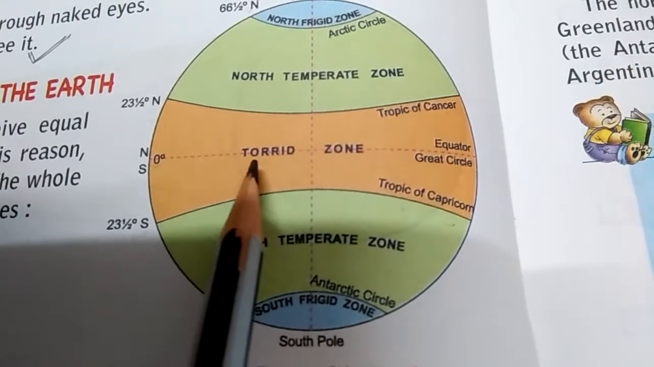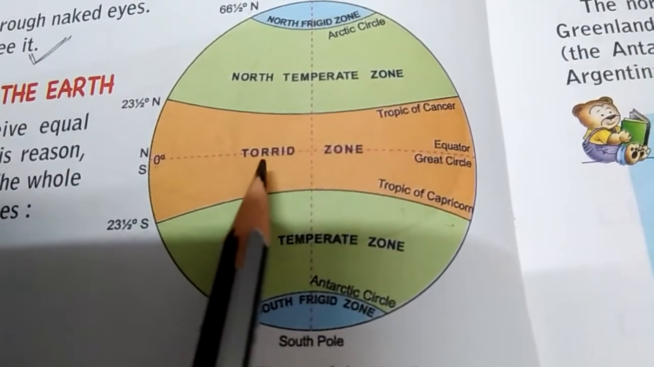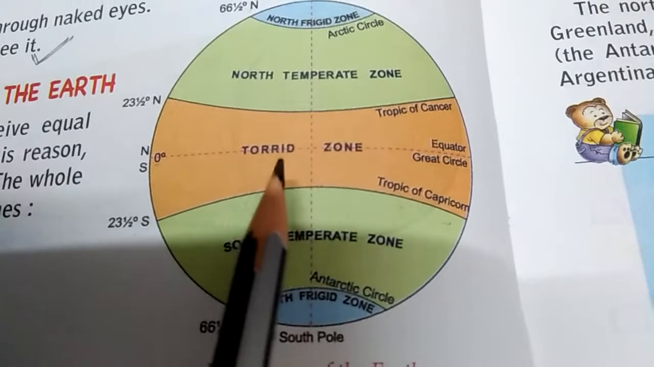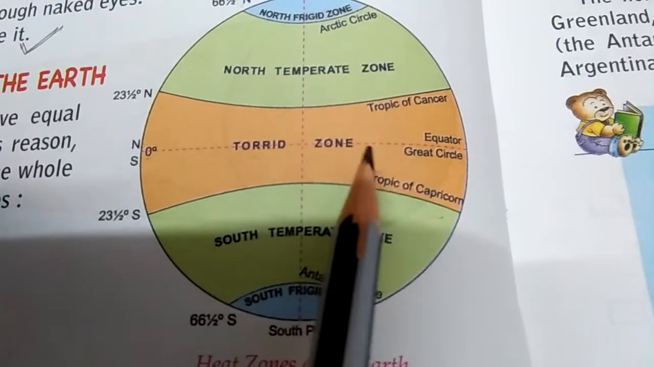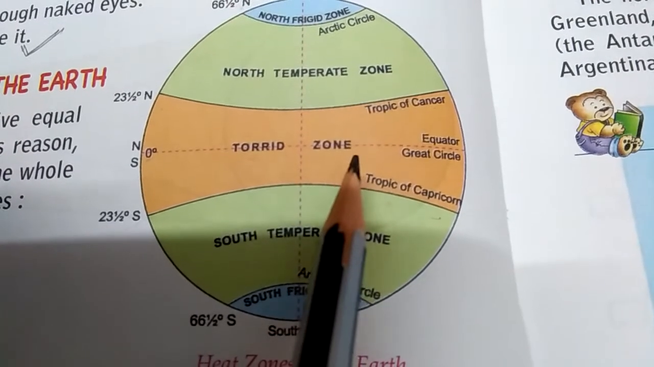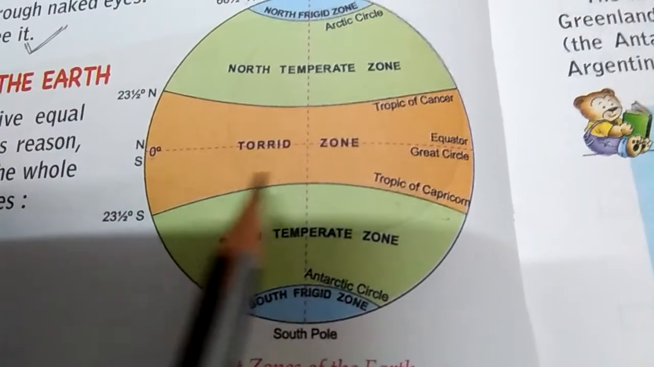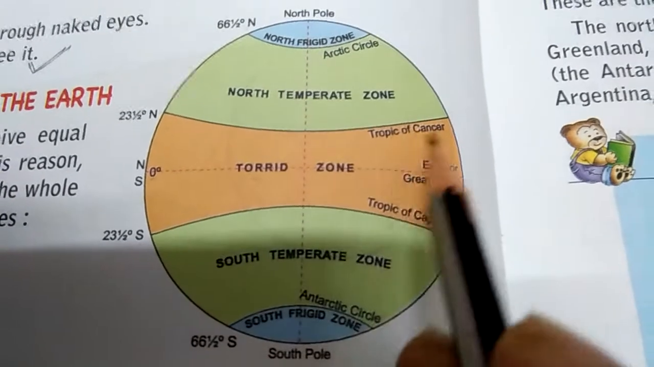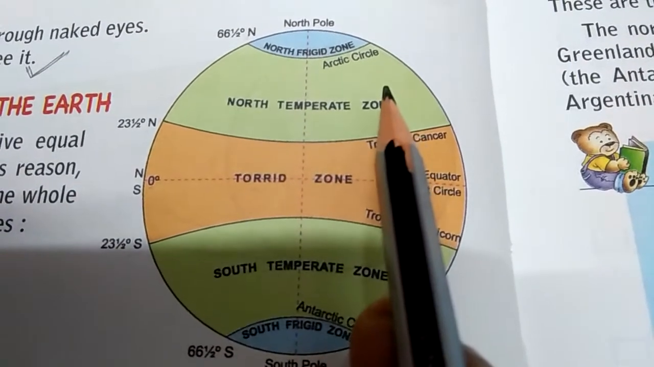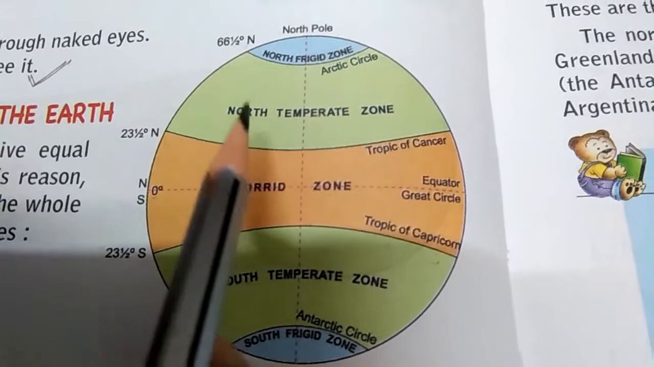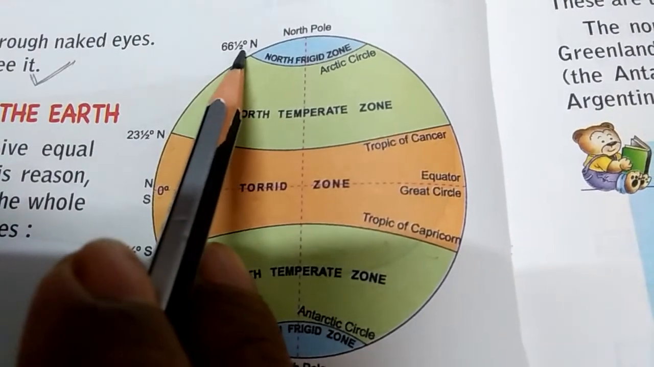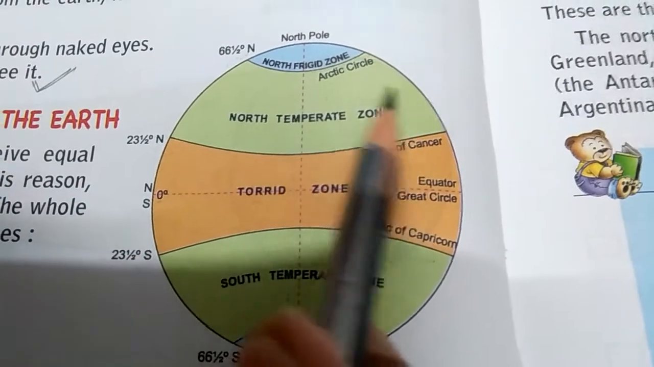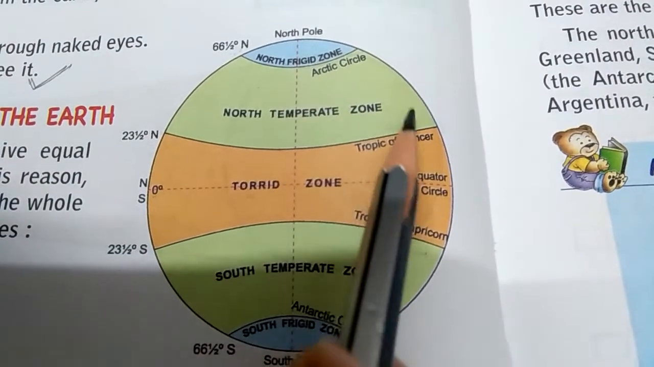What does the word torrid mean? Torrid means hot. This is the hottest zone because this torrid zone receives the direct rays of the sun, and so it is very hot. Now when we move north of Tropic of Cancer, you can see that the north temperate zone extends up to 66.5 degree north, up to here you can see. This is called the temperate zone.